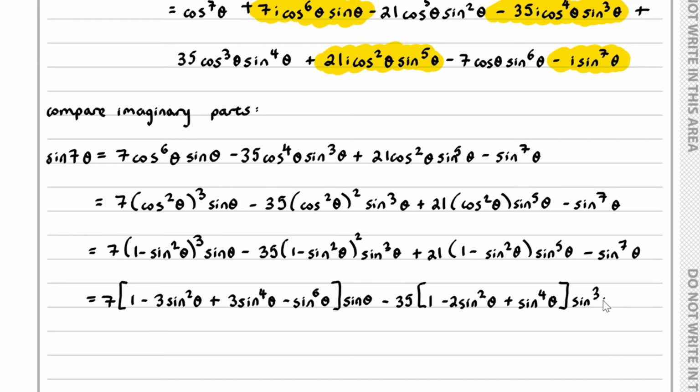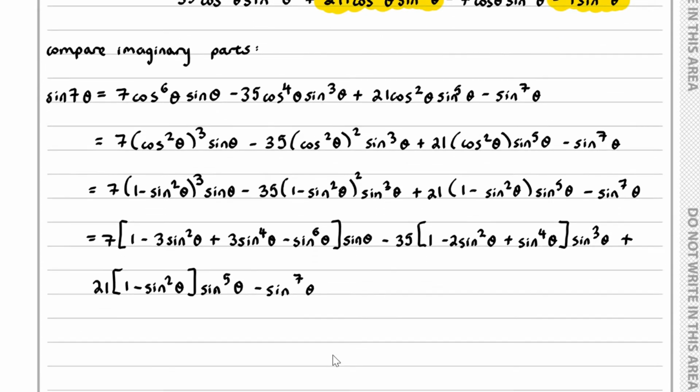and then we multiply this by sine cubed θ. Next term, we've got 21 multiplied by 1 minus sine squared θ, multiplied by sine θ to the 5, and then we've got the minus sine θ to the 7. So now we need to expand and simplify.